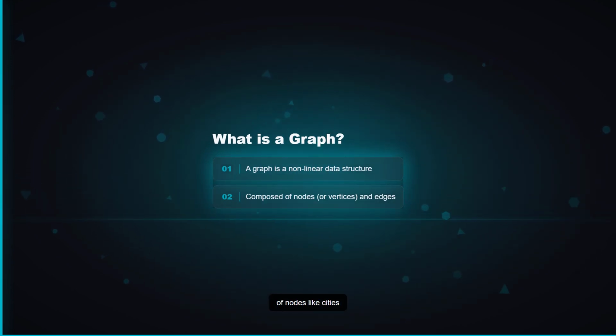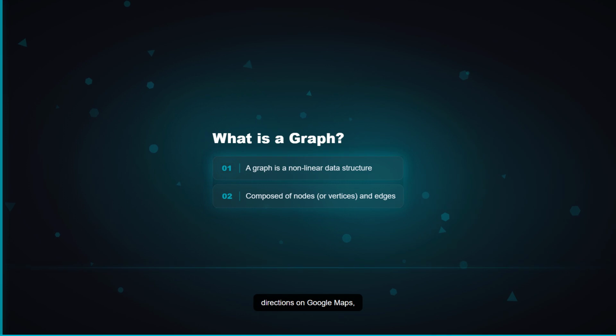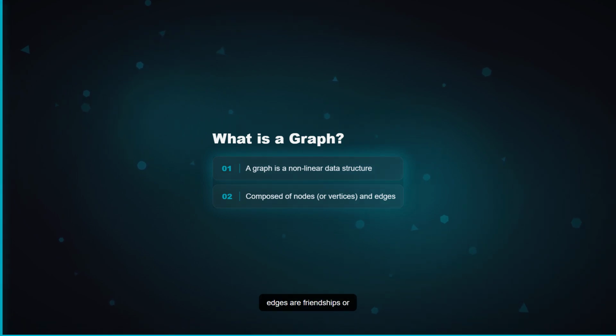In real life, think of nodes like cities and edges like roads. When you search for directions on Google Maps, it's essentially finding the best path between two nodes. Similarly, on social media, nodes are people, and edges are friendships or connections.